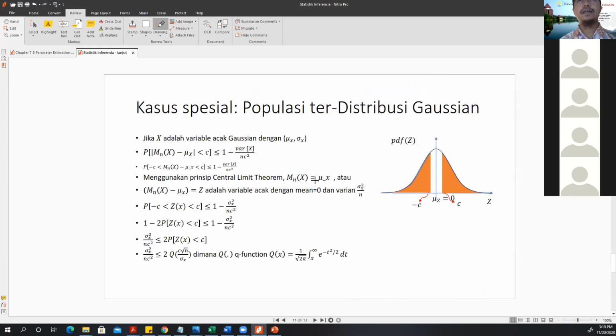Okay, this is another example. You can read it by yourself.